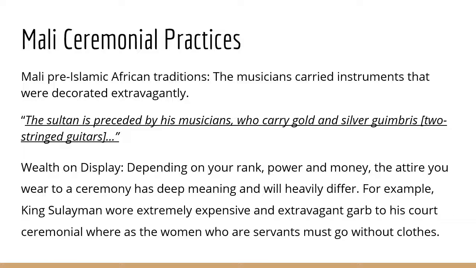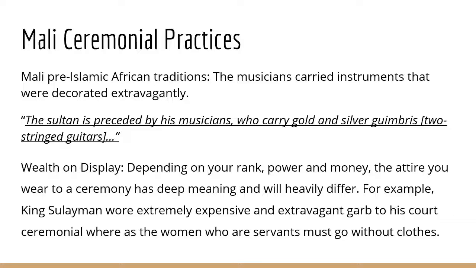To talk more about Mali's ceremonial practices, Mali was classified by its abundance of gold both before and after Islamic times. Mali's traditional ceremonies were classified by their elaborately decorated instruments that were played, as mentioned here by Ibn Battuta, when he said, "The Sultan is preceded by his musicians who carry gold and silver gumbri," which were two-string guitars. And then after Mali became an Islamic state, their abundance of gold and wealth was shown more through their garments, or for women servants, their lack thereof.